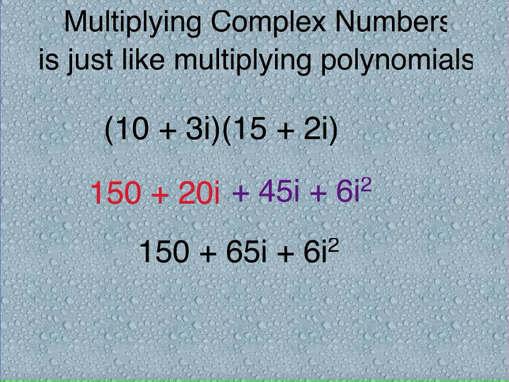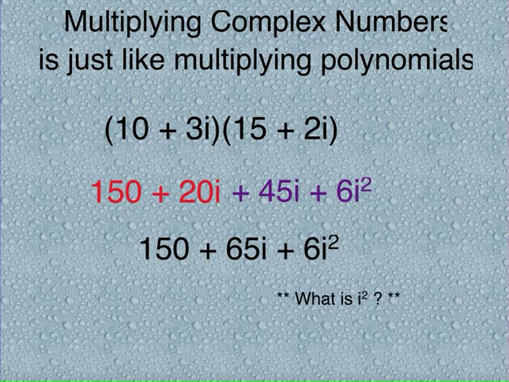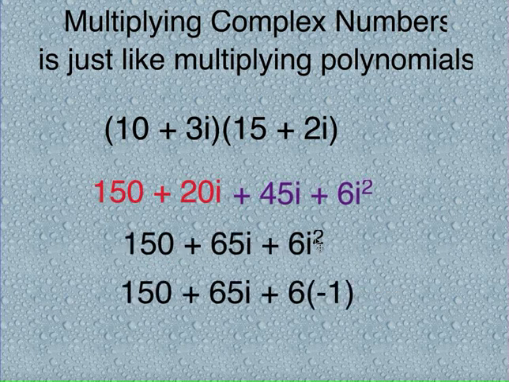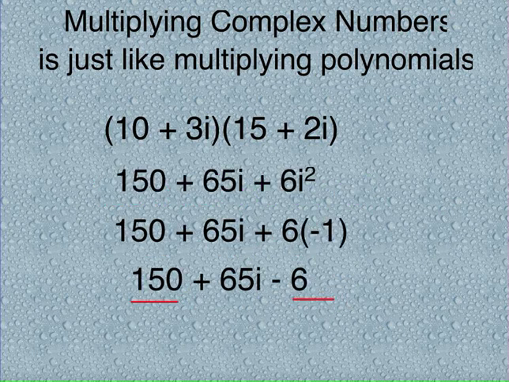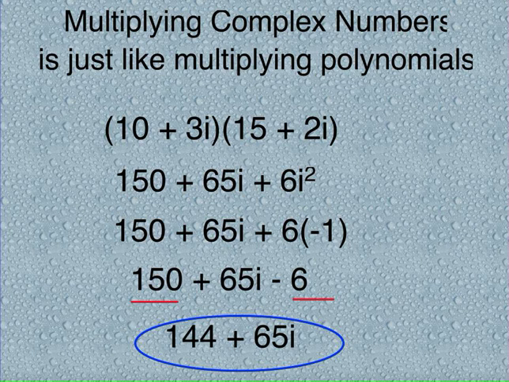But we're not done yet. There's one more piece of simplifying. Remember how i squared equaled negative 1? We're going to change this i squared to a negative 1. Then when I multiply 6 times negative 1, that number just becomes negative 6. Now I have 150 minus 6, which gives me 144, and of course the 65i, since it doesn't have anything else to combine with.